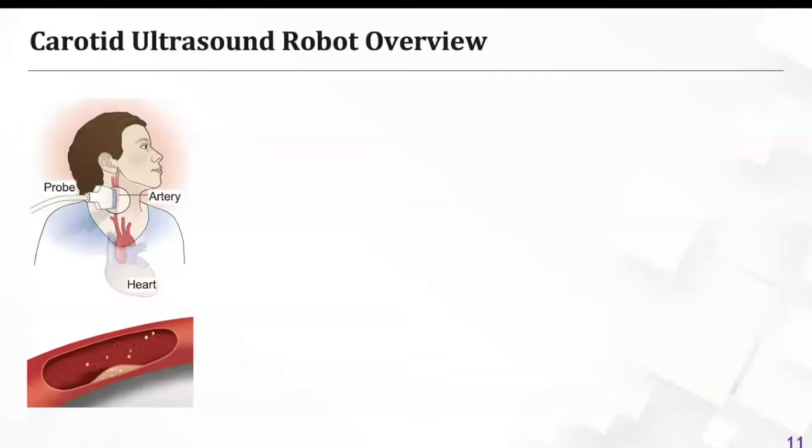First, our work focuses on the carotid artery. It's a major blood vessel connecting the heart and the brain. As people age, plaque will build up in this artery, causing it to narrow and leading to high blood pressure. For this reason, patients need regular ultrasound scans.